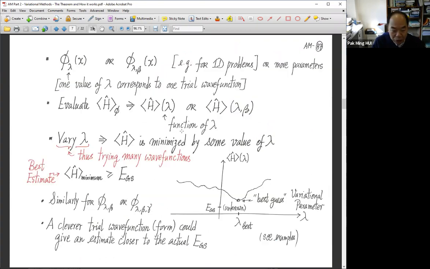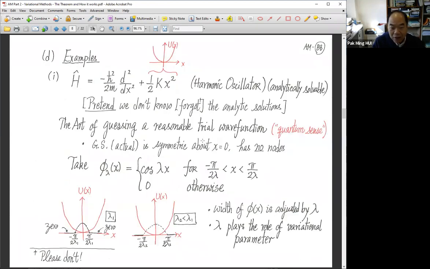So last time I introduced the idea that we can insert a parameter called the variational parameter into your trial wave function. Thereby, you can make infinite trials in one shot, okay? And I give you an example, okay?